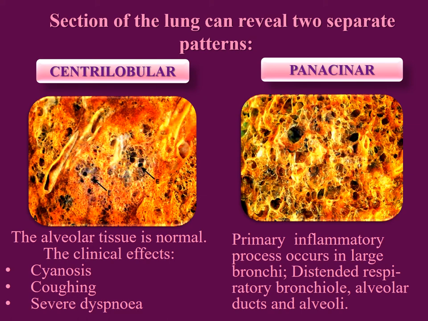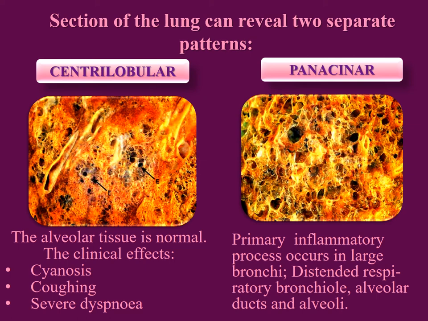The functional change in central lobular emphysema is much more serious and causes increasing disability. The alveolar tissue is normal. There is no increase in lung capacity and therefore no compensatory mechanisms. Poor oxygenation results in cyanosis and severe dyspnea. Chronic hypoxia always leads to pulmonary hypertension and right ventricular failure; cor pulmonale ensues.